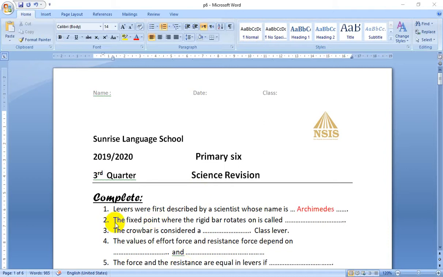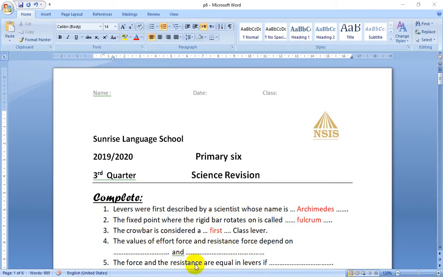Number 2, the fixed point where the rigid bar rotates on is called the fixed point. So this is what? Yes, it's fulcrum. Number 3, the crowbar is considered a which class lever? First, second, third. Crowbar is first class lever.